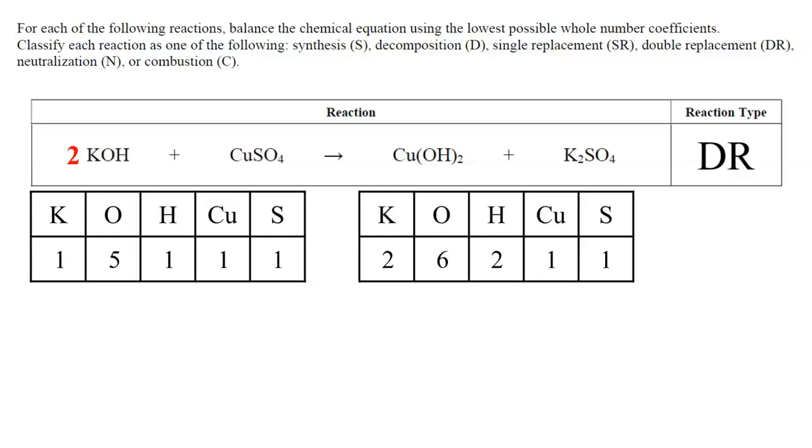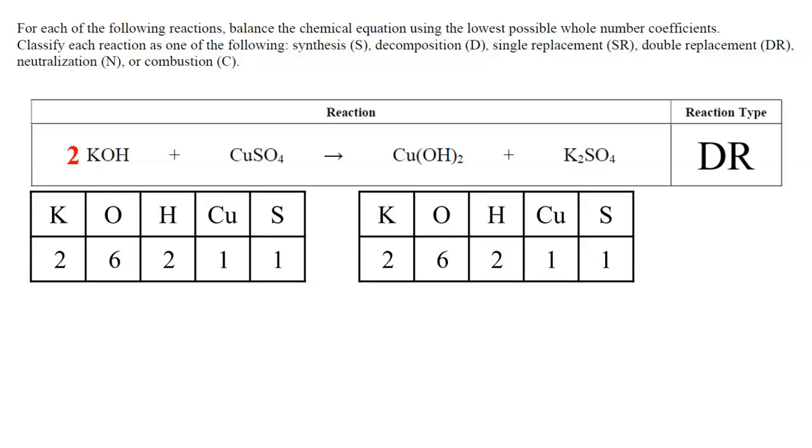Now this will not only give me 2 potassium atoms, which is what I wanted, it also changes the number of oxygen atoms and the number of hydrogen atoms on the left side of the equation. So here's my new total for the atoms on the left side of the equation. I have 2 potassiums. So now I see 6 oxygen atoms because there's 2 oxygen atoms as a result of that 2 in front of the KOH formula, but then an additional 4 oxygen atoms in the CuSO₄. So 2 plus 4 is 6, 6 oxygen atoms.